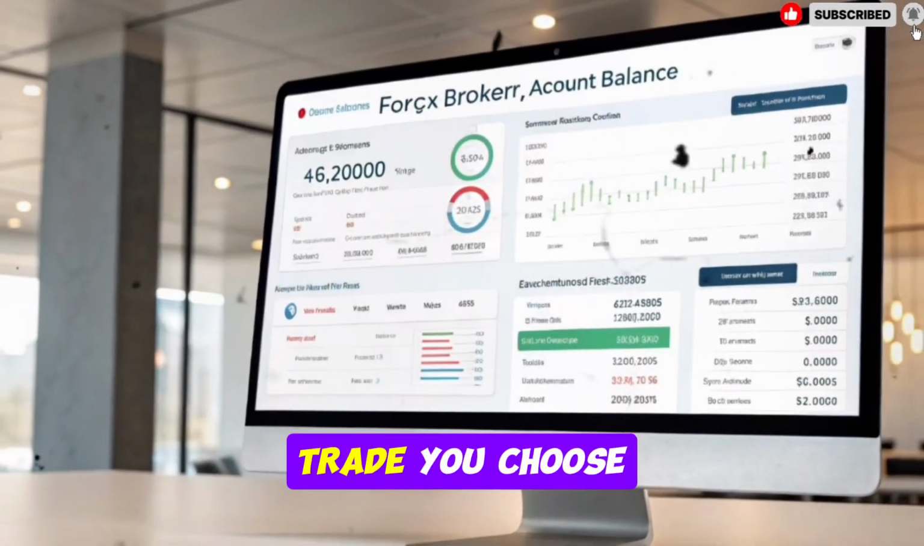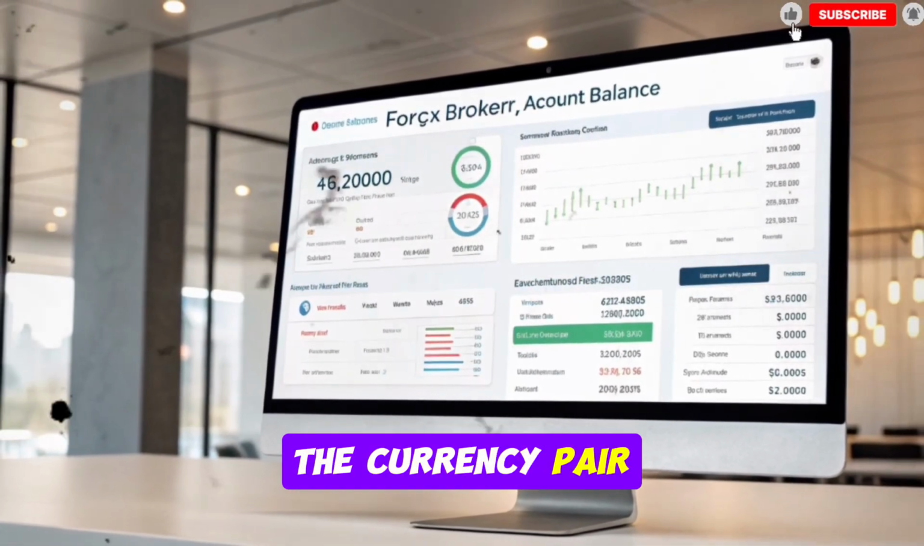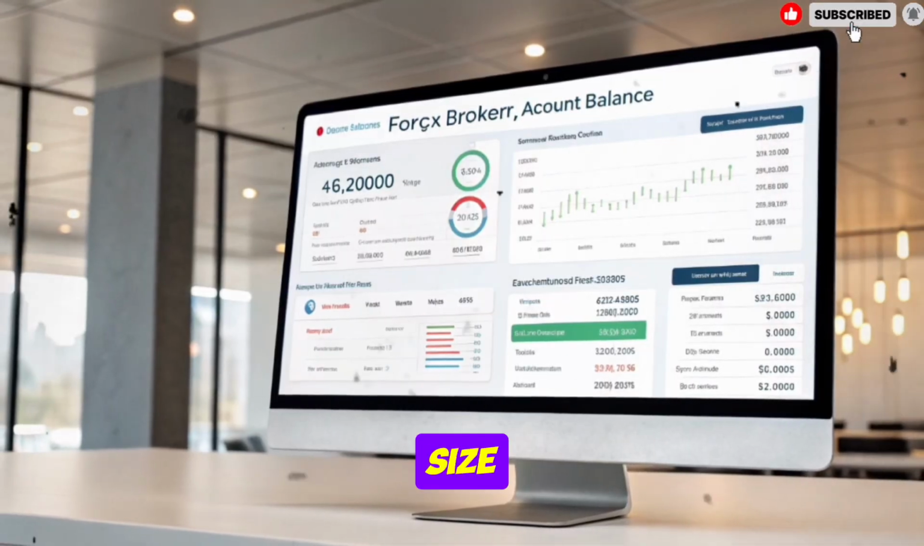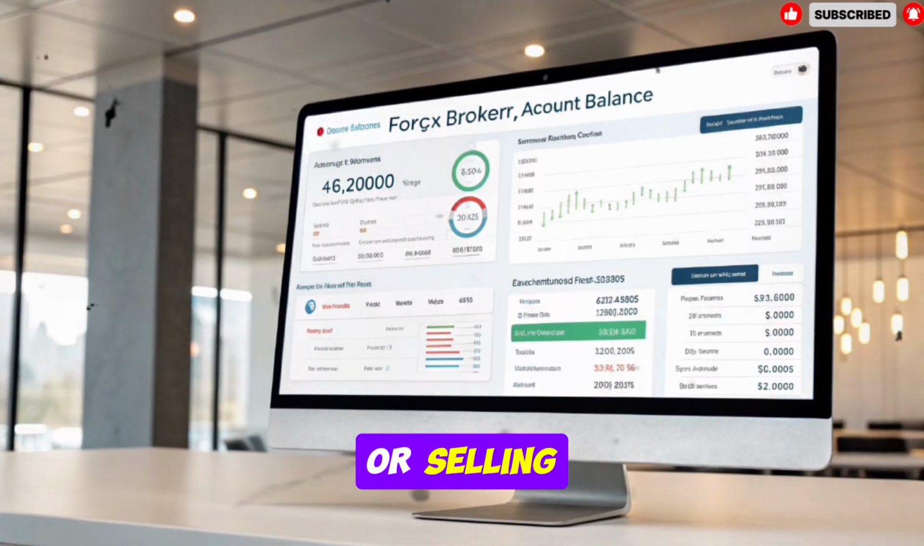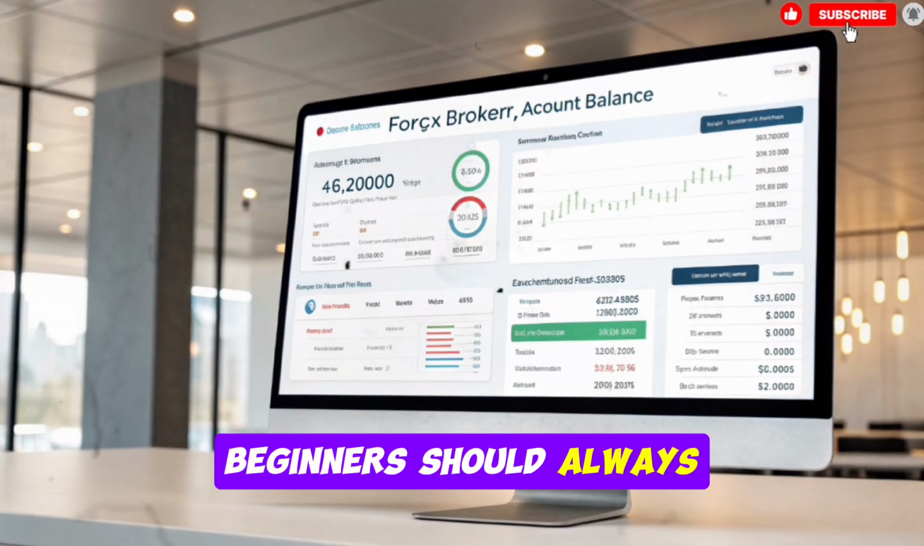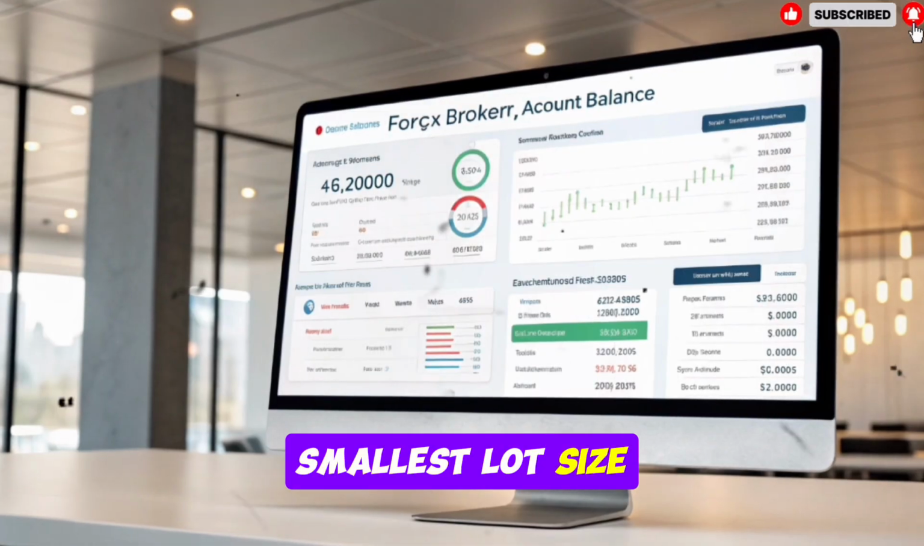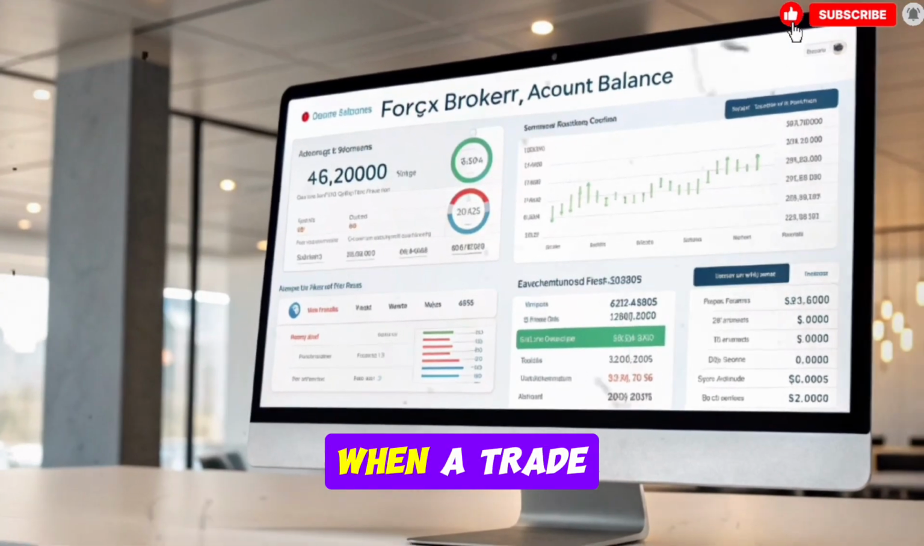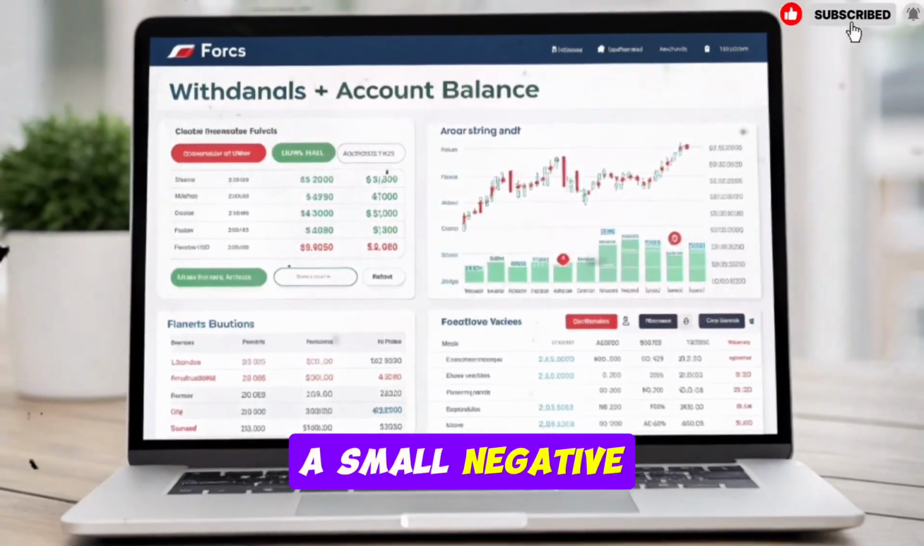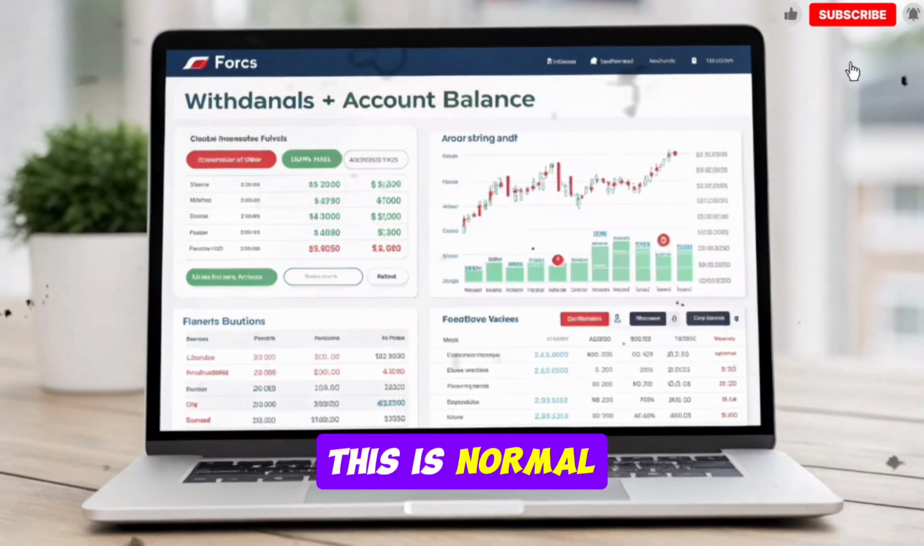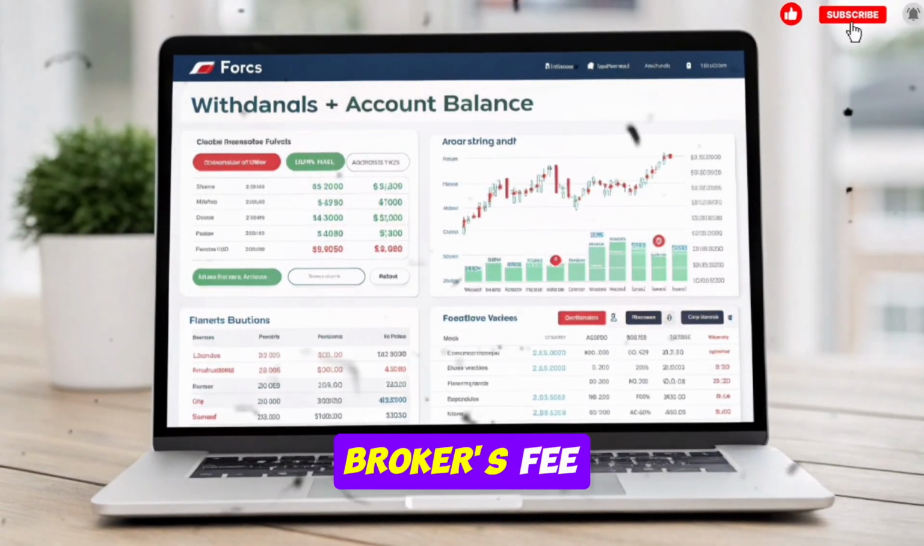When placing a trade, you choose the currency pair, select your position size, and decide whether you are buying or selling. Beginners should always start with the smallest lot size possible to reduce risk. When a trade is placed, you may see a small negative amount at first. This is normal and is called the spread, which is the broker's fee.